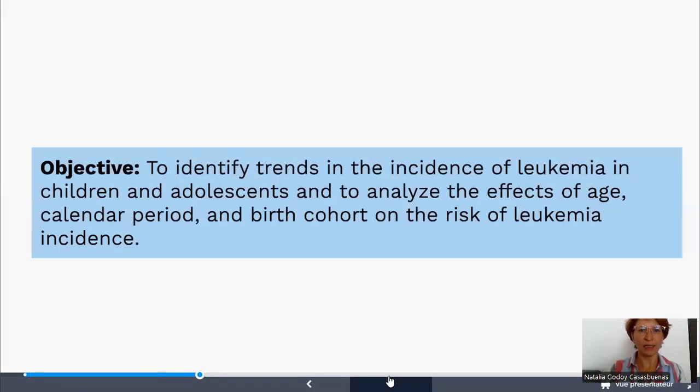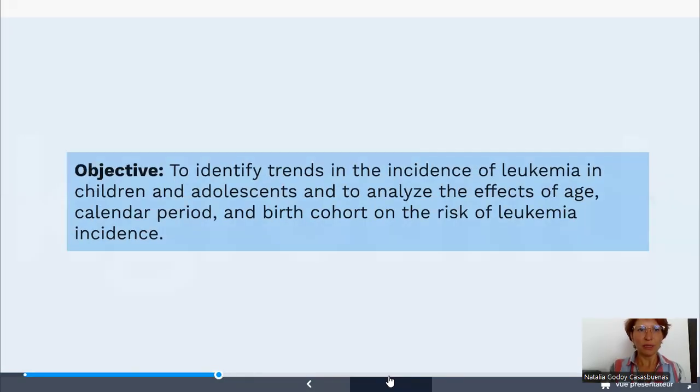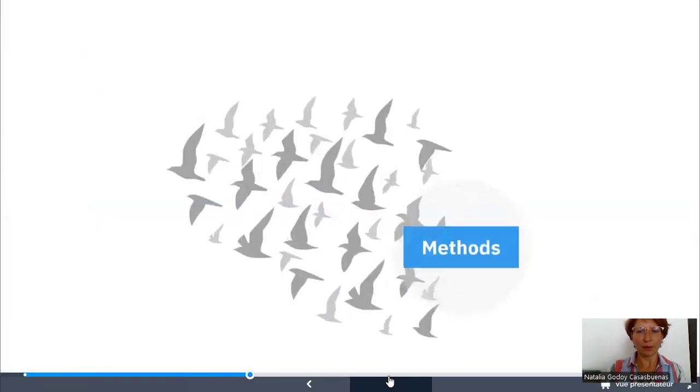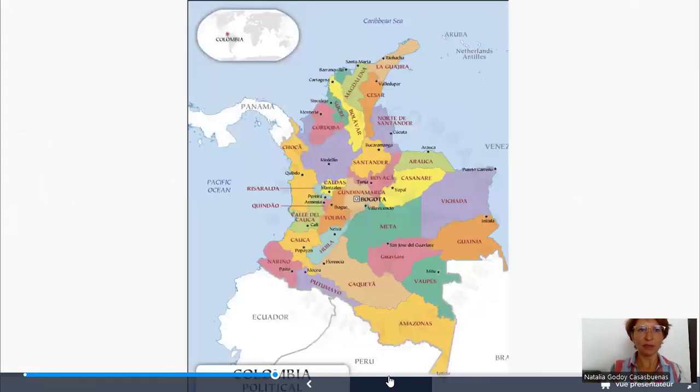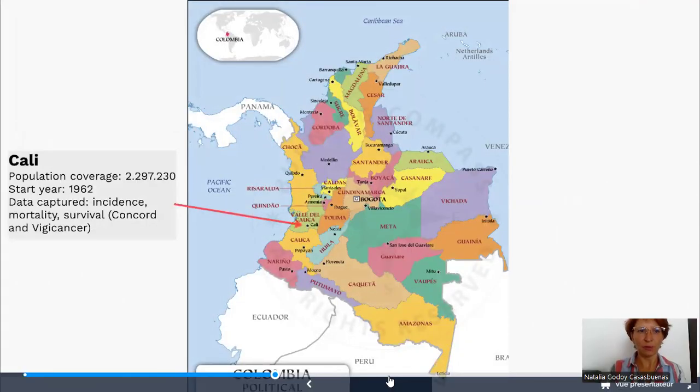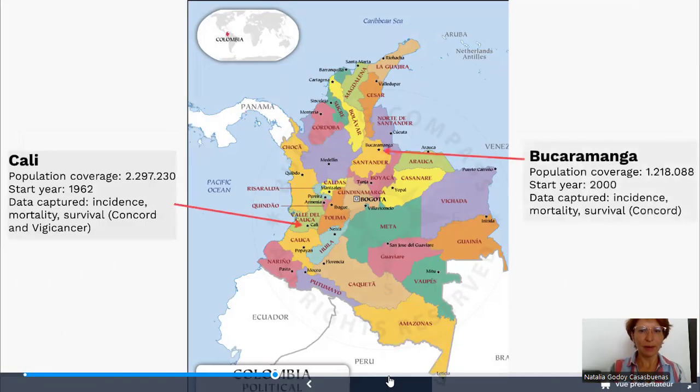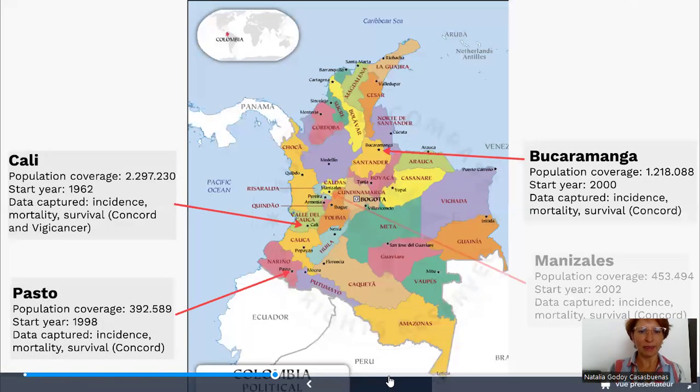Given the limited research on childhood leukemia incidence in Colombia, this study aimed to identify trends in the incidence of leukemia in children and adolescents and to analyze the effects of age, calendar period, and birth cohort on the risk of leukemia incidence. To achieve this, we carried out the following methods. First is data source, where the number of children and adolescents diagnosed with leukemia were obtained from the PBCR of the following Colombian cities: Cali, Bucaramanga, Pasto, and Manizales.